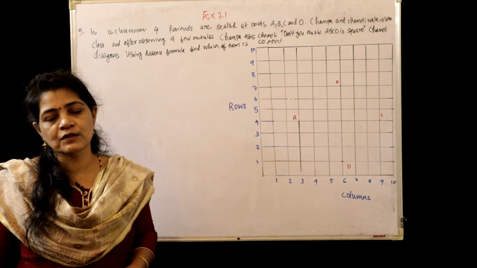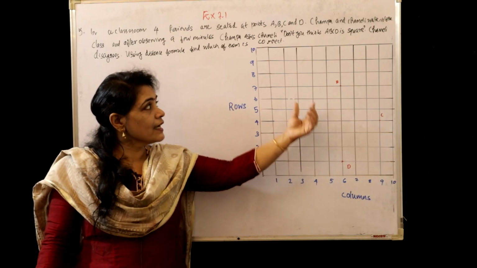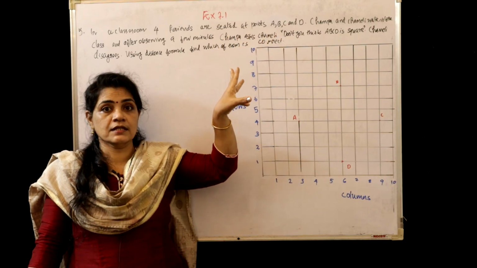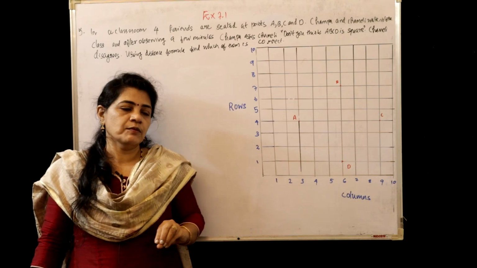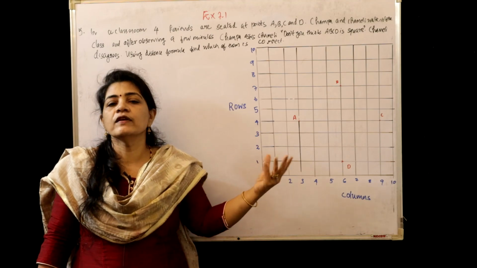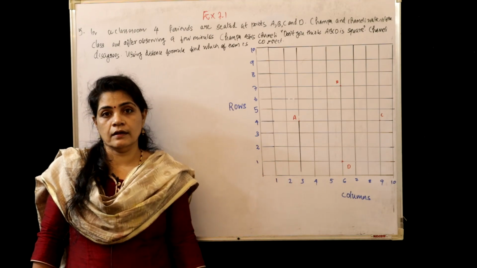We have a clue in the question itself: it is using the distance formula. Since it is clearly mentioned in the question, 4 friends are sitting at 4 points. That means if you join these 4 points, you will get a quadrilateral. When does a quadrilateral become a square?